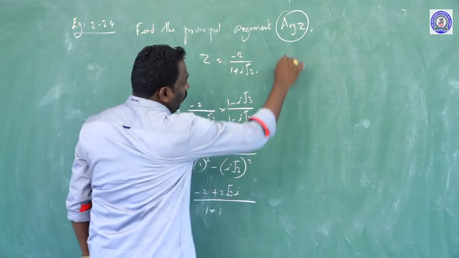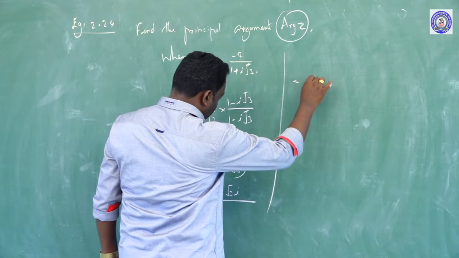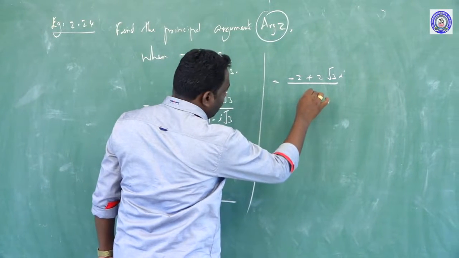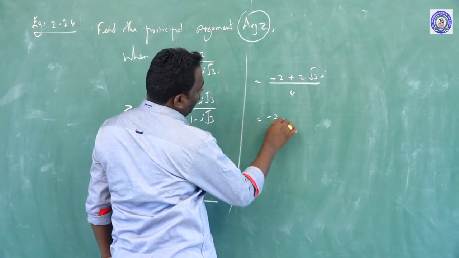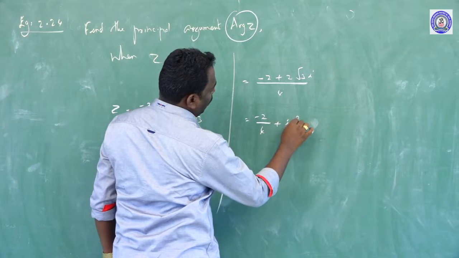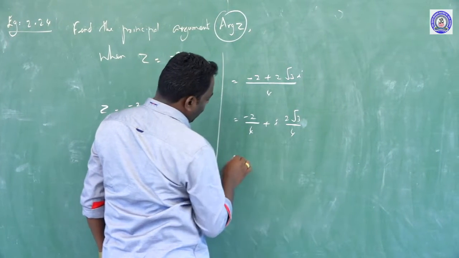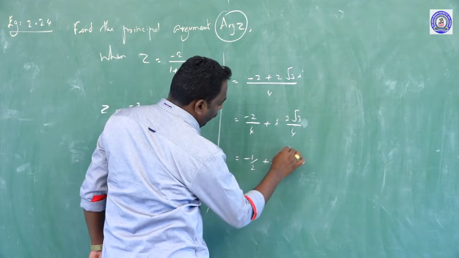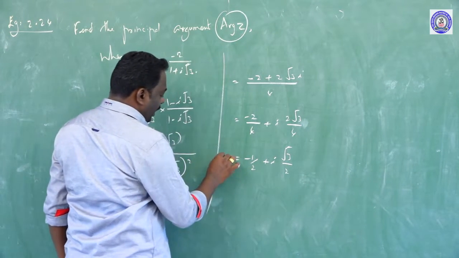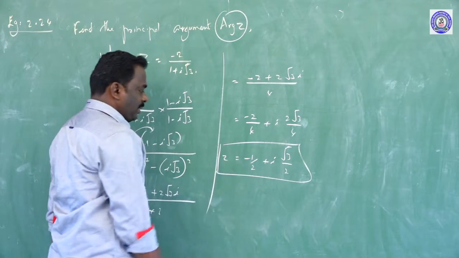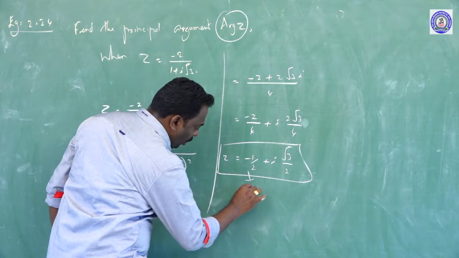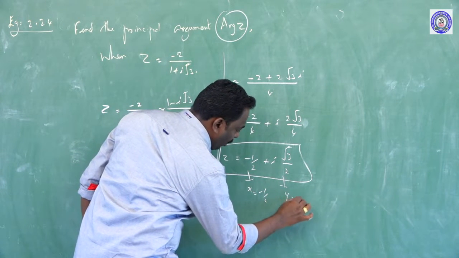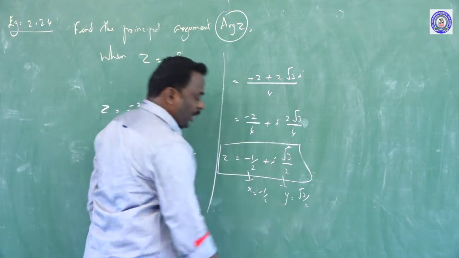Now that equals minus 2 plus 2 root 3 i over 4. Separating the denominator, it is minus 2 by 4 plus i into 2 root 3 by 4. That equals minus 1 by 2 plus i root 3 by 2, which is the final rectangular form of the complex number. Here x equals minus 1 by 2, and y equals root 3 by 2.